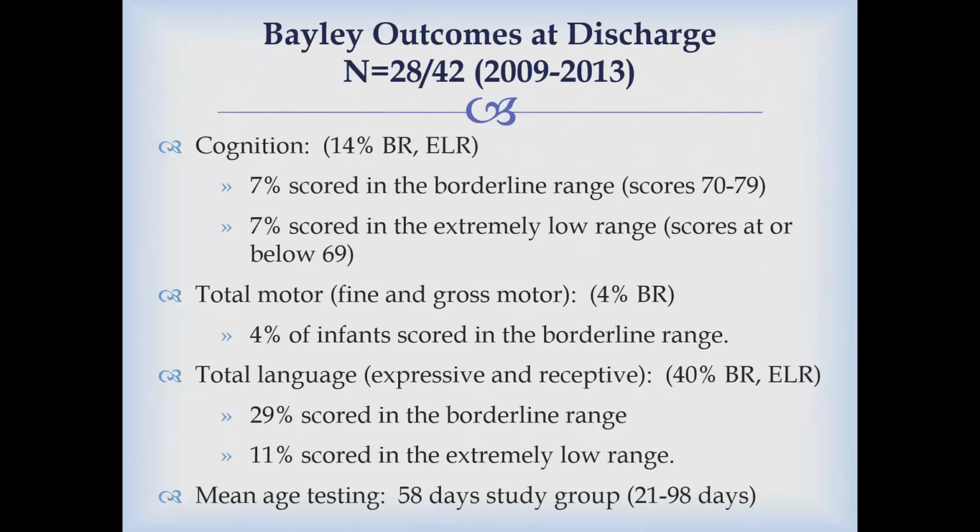So when we looked at this, our N was 28 out of 42 infants that we looked at. For cognitive scores, 7% scored in the borderline ranges, 70 to 79. 7% scored in the extremely low range for cognition, below 69. For total motor scores, 4% scored in the borderline range. For total language, 29% scored in the borderline range of these 28 patients, and 11% scored in the extremely low range. Our mean age of testing was 58 days.